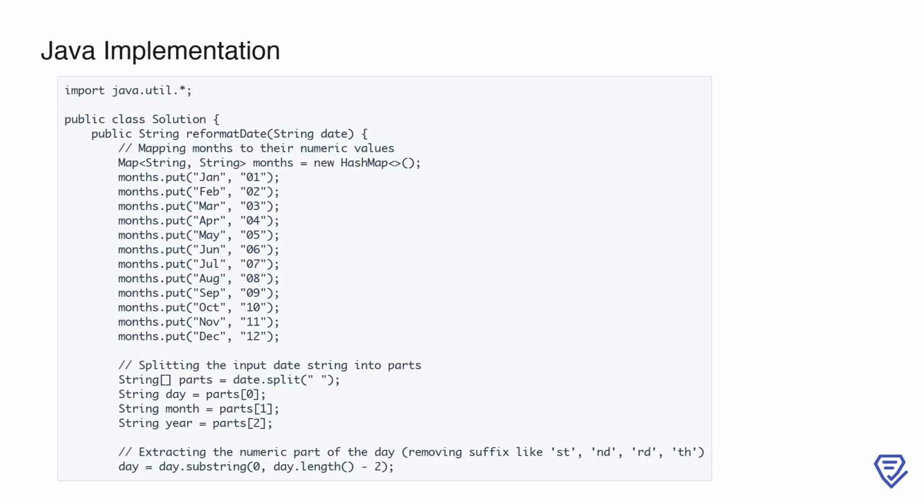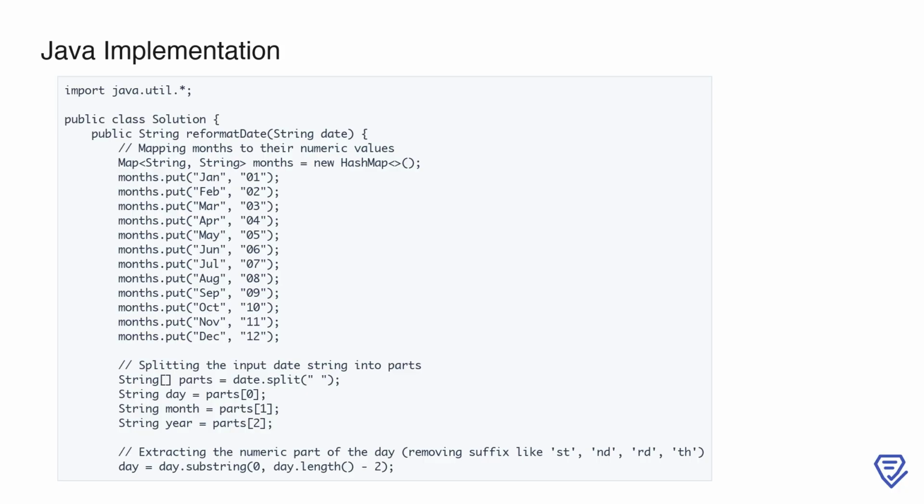For example, Jan maps to 01, Feb to 02, and so on. After defining this map, we split the input date string using the split method, which breaks the string into three parts: the day, month, and year. These parts are stored in the parts array.